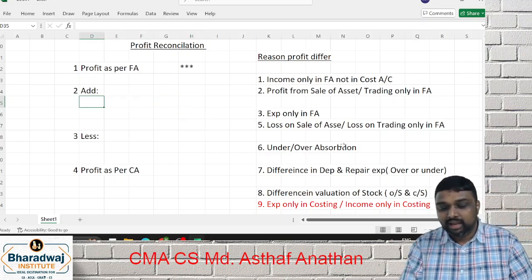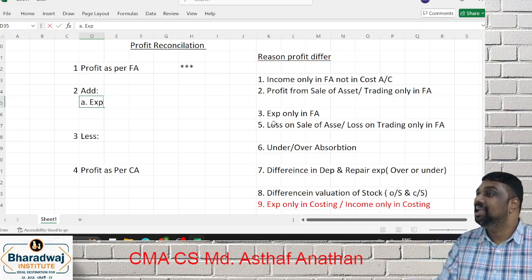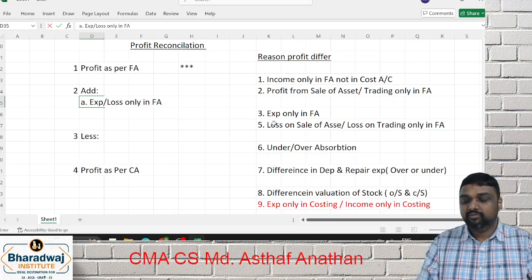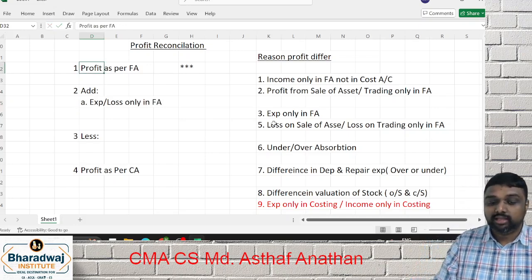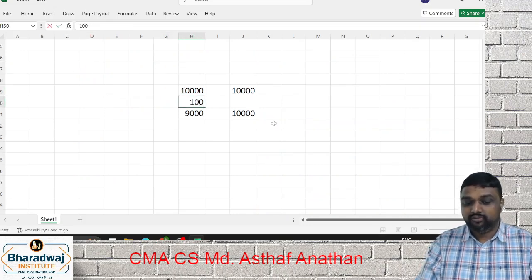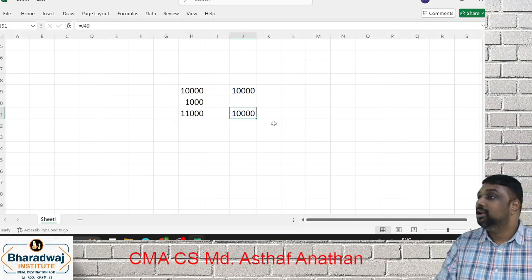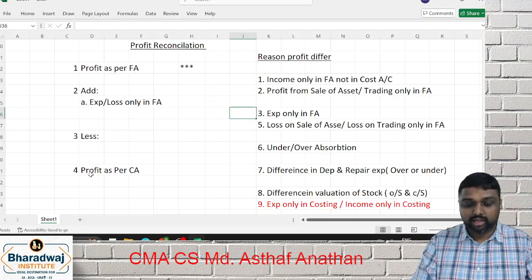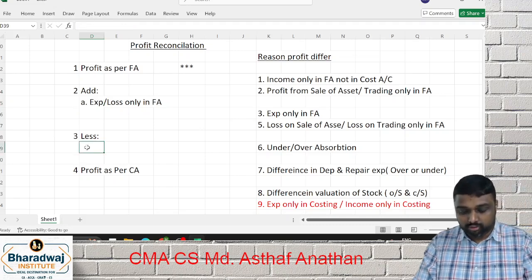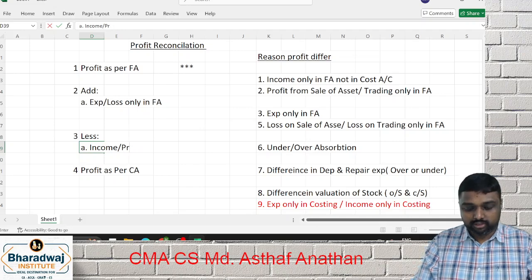So what happened? Here the point is expense. See, expense and loss are the same meaning, so you can point expense and loss only in financial. Next one is income. See, just go the opposite. If you have some income only in financial, financial will be higher and costing will be lower, so your target is costing, which is less. Another shortcut: if expense is added, what you have to do? Income or profit, you have to list. This is the shortcut.